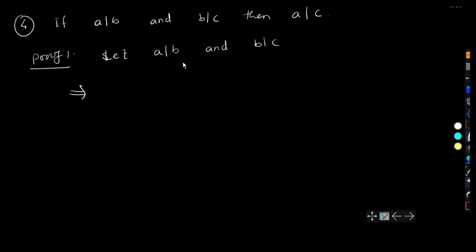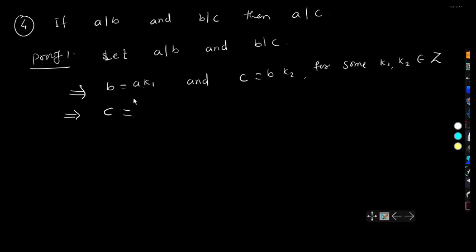This implies that, A divides B means what? B is a multiple of A. So B is equal to AK1. And C is equal to what here? B divides C means what? C is a multiple of B. So C is equal to BK2 for some K1 K2 belongs to Z. This implies that, see here, B is equal to AK1 and C is equal to BK2. So C is equal to AK1 K2.